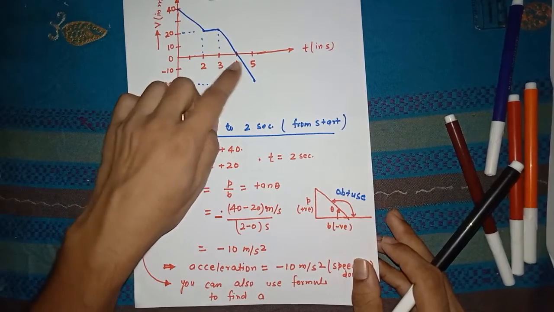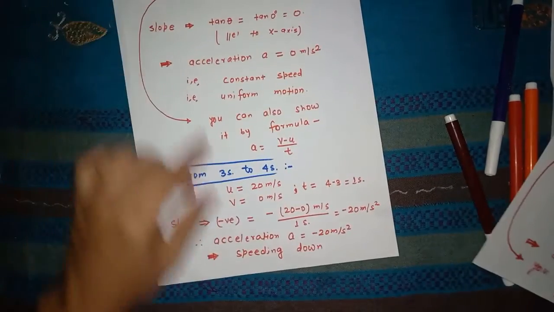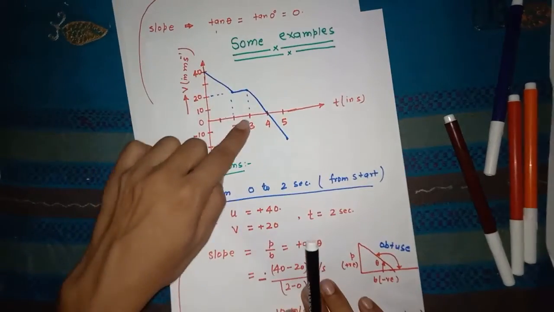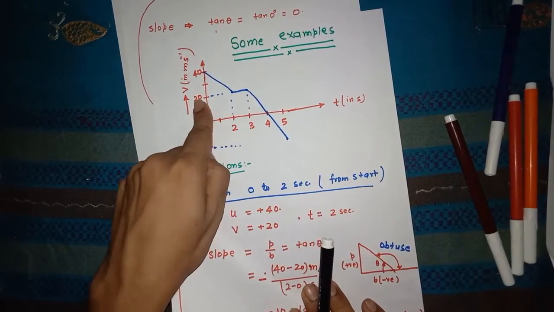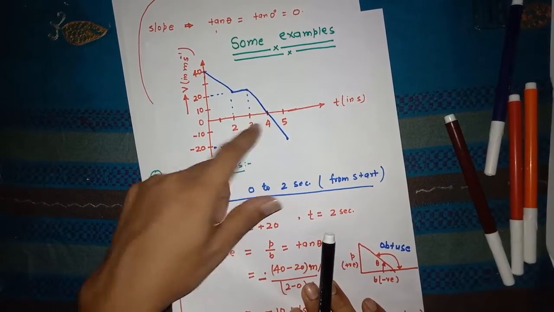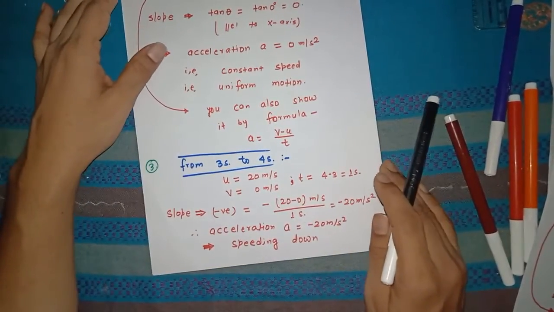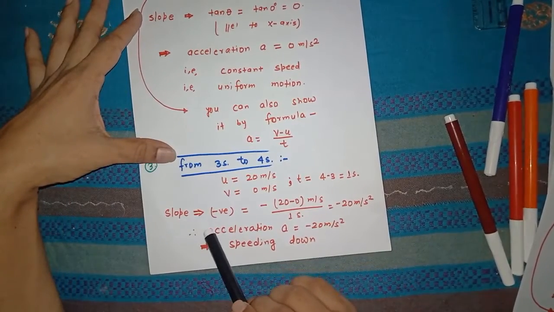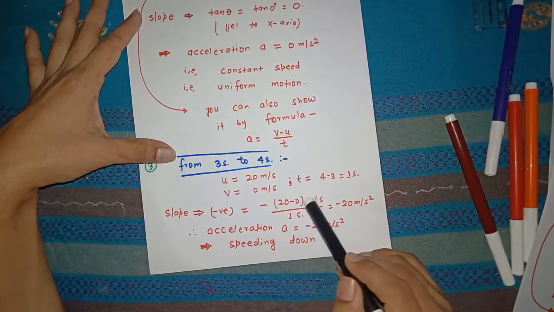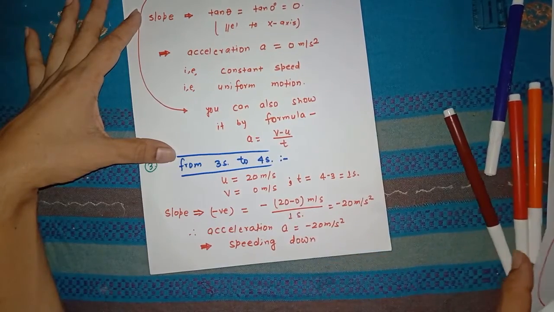Now from 3 to 4, you have that at 3 second u is equal to 20 meter per second, and at 4 v is equal to 0 meter per second, and time is 4 minus 3, 1 second. That's why you have the information here, and you can calculate the slope. You know that the slope you can calculate as P by B or tan theta. That's P by B, P is nothing but 20 minus 0 and by 1 second. That means 20 by 1 second.